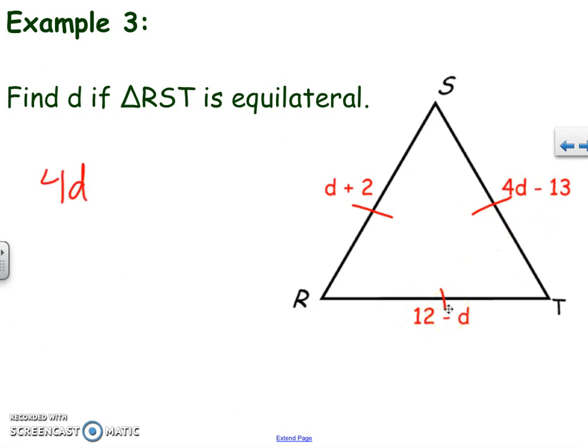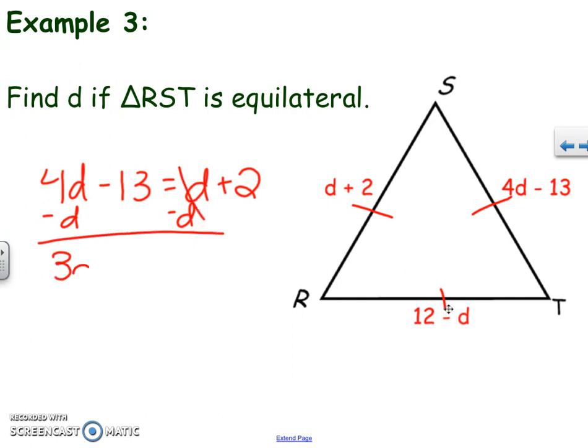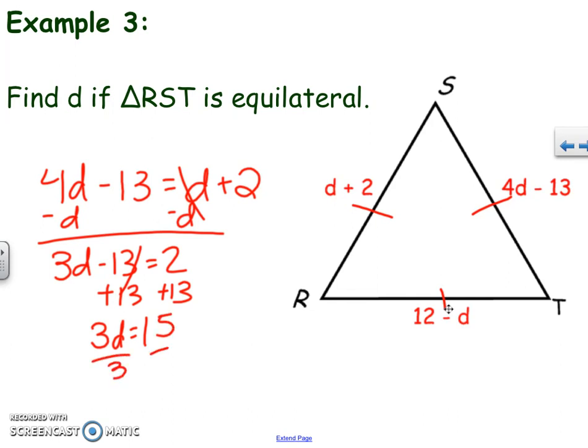I'm going to say 4D minus 13 equals D plus 2. Okay, so subtract D, 3D minus 13 equals 2. Add 13 on both sides. 3D is going to equal 15. So when I divide by 3, D equals 5. Okay, so I've solved for D because that was an equilateral triangle.